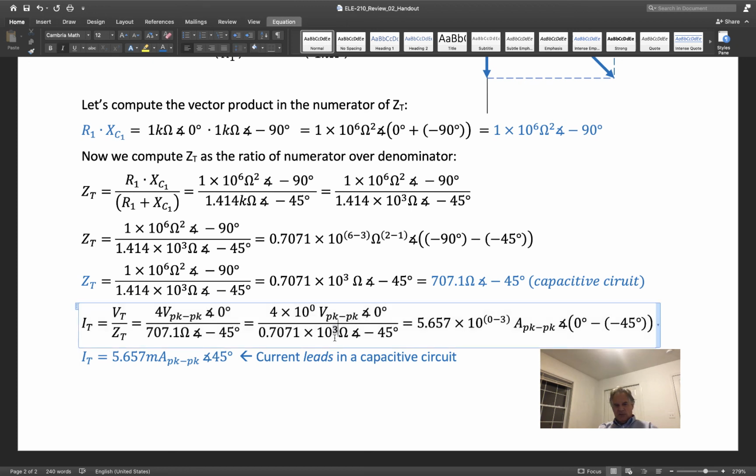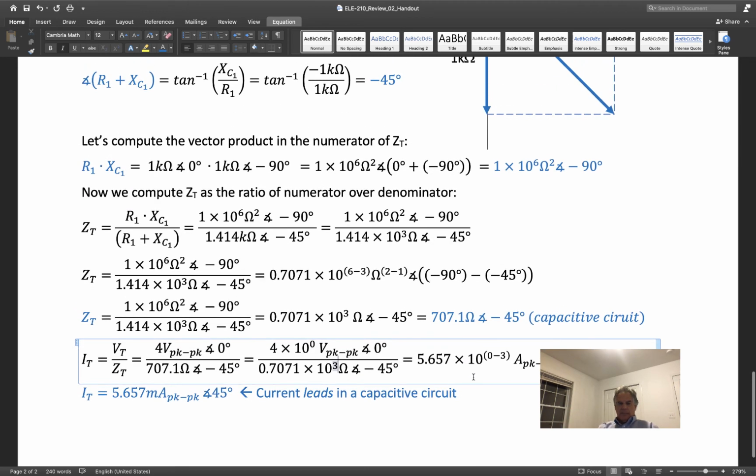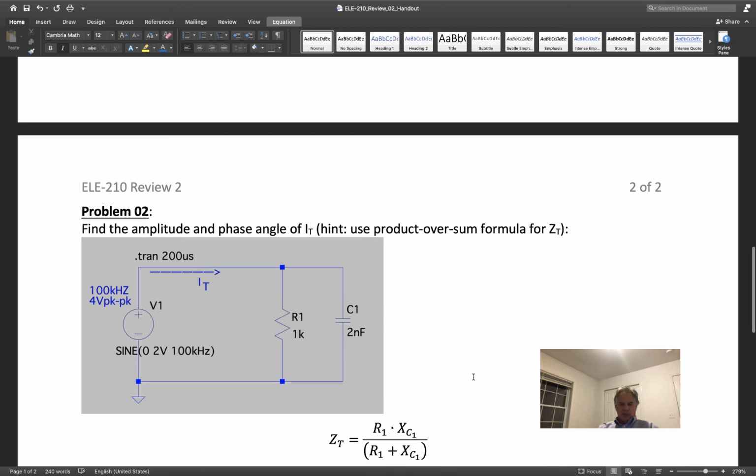We're dividing, so we subtract the exponents. Amps peak to peak at an angle of 0 minus a negative 45. Again, we're dividing, so we subtract. And the result there is that we get 5.657 milliamps peak to peak at a positive 45 degrees, because the total current of a capacitive circuit should lead, and that's what we get. We get our current leading in a capacitive circuit. And that's the end of this particular review.